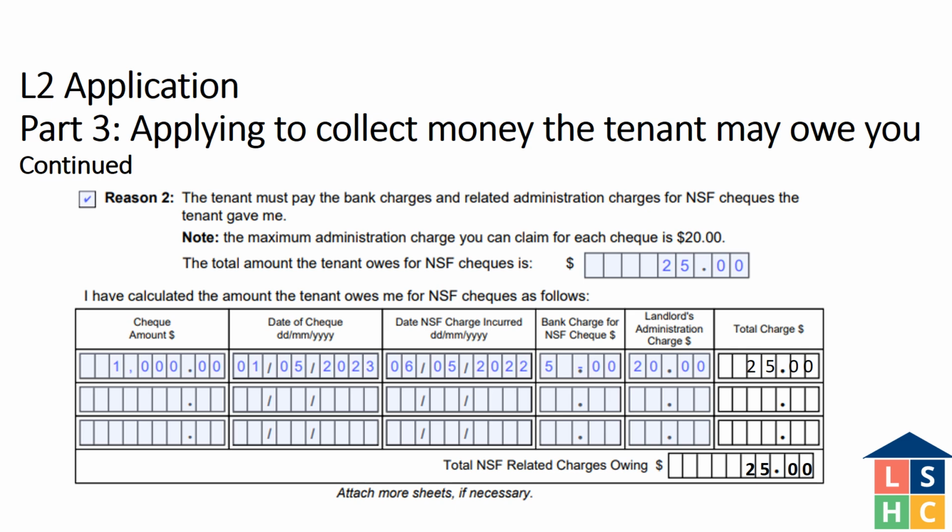If you are only applying to the Landlord and Tenant Board based on the N7, you can ask for the Landlord and Tenant Board to award you costs for any NSF charges you have incurred by completing Reason 2. Do not fill out this table if you have also filed for non-payment of rent and already included these amounts on the L1 application.